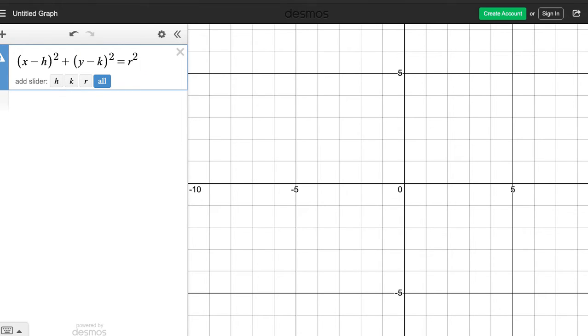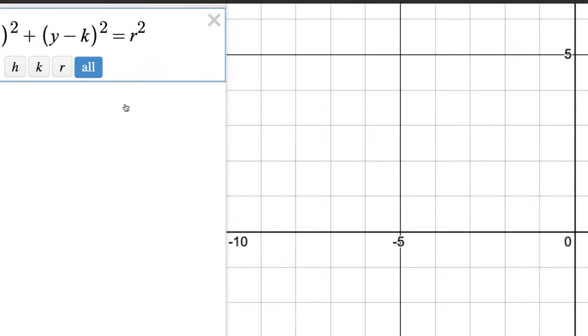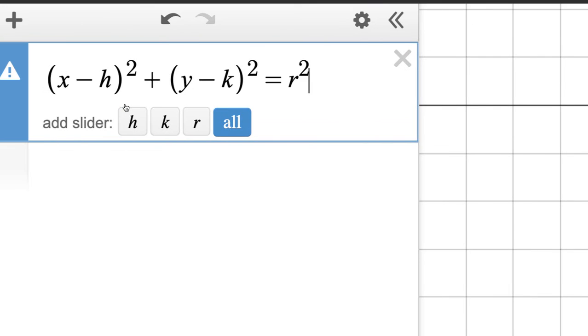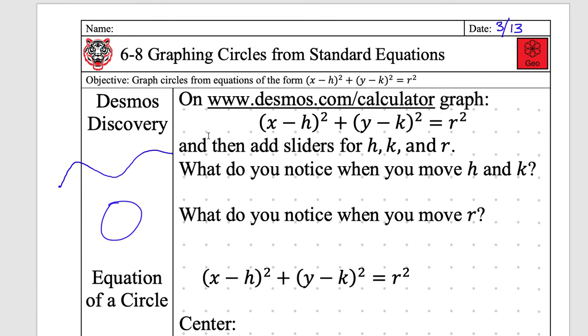And then once you have everything typed in, can I zoom in here? I can. If you have everything typed in correctly, it should say, hey, do you want to add a slider for h, k, and r? And you are going to click on all. If you click on all, you'll be able to have sliders, and then you can start playing around with this. What happens if you drag certain sliders? You should be able to discover that. And that's what we're doing.